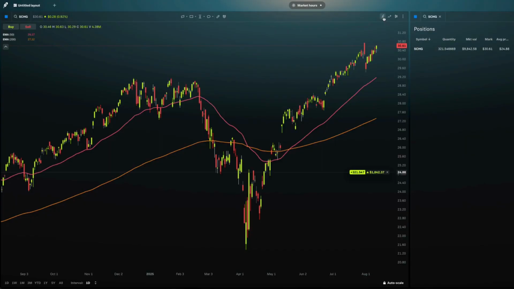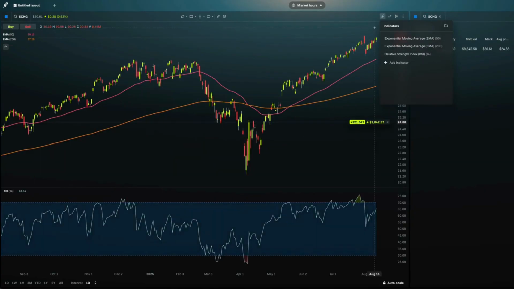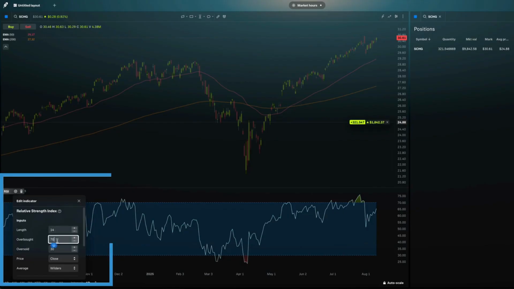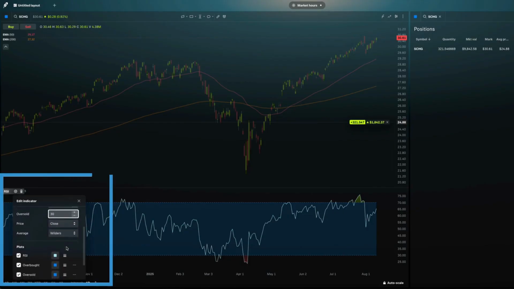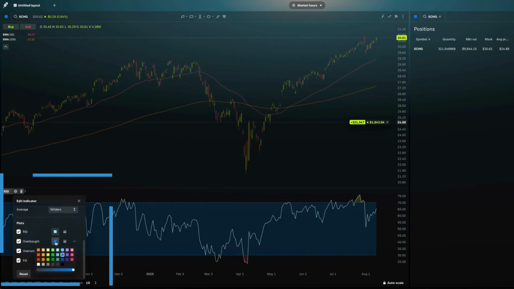Next, let's add the RSI, Relative Strength Index. Go back to add indicators and choose RSI. This will appear below your chart as a separate panel. I like to leave the length at default and keep the overbought level at 70 and oversold at 30. Some traders change these to 80 and 20 to avoid false signals, but I prefer the standard settings.